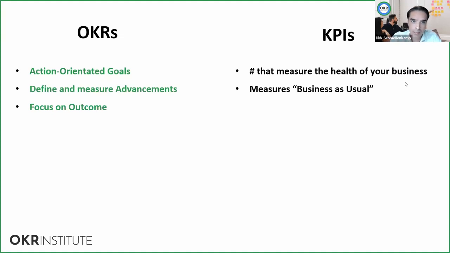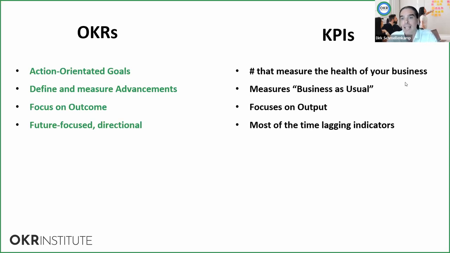OKRs focus on outcome. What do I want to achieve? Where do I want to be at the end of the quarter? The desired outcome. And on the other side, KPIs focus on the output. What you put in, you get out. So this is the typical output. The lagging indicators: OKRs are future focused and directional. On the other side, KPIs are lagging indicators, which most of the time measure something in the past, like sales and turnover mentioned before.